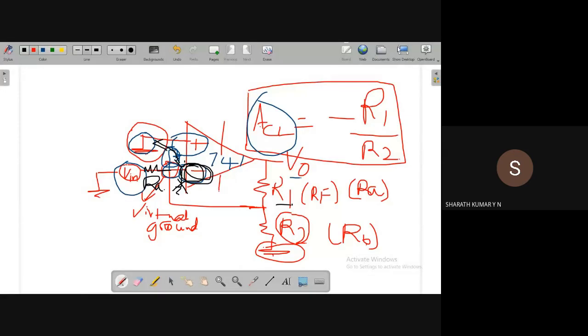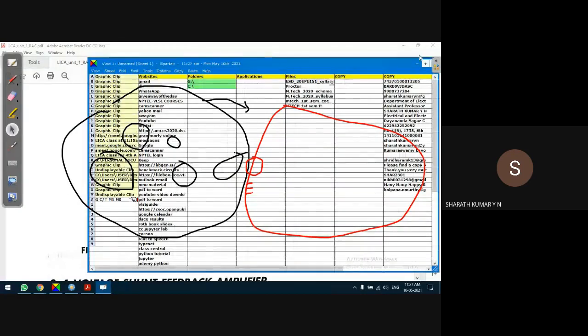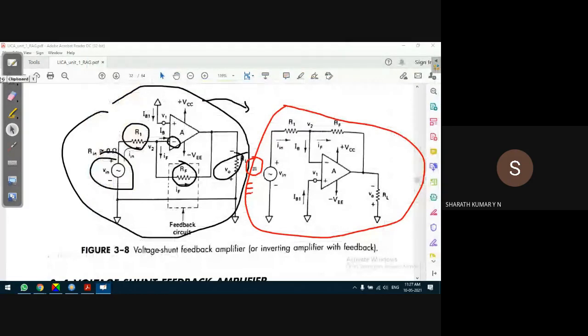So if you observe this diagram on the right hand side, R1 is the input resistance, RF is the feedback resistance, and the non-inverting input terminal is connected to ground.